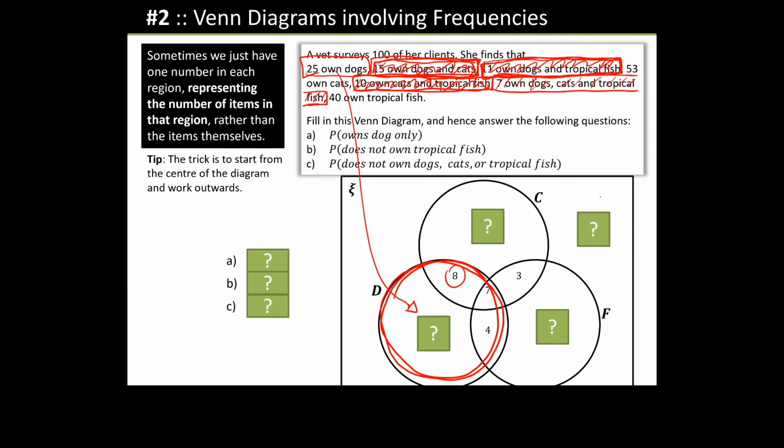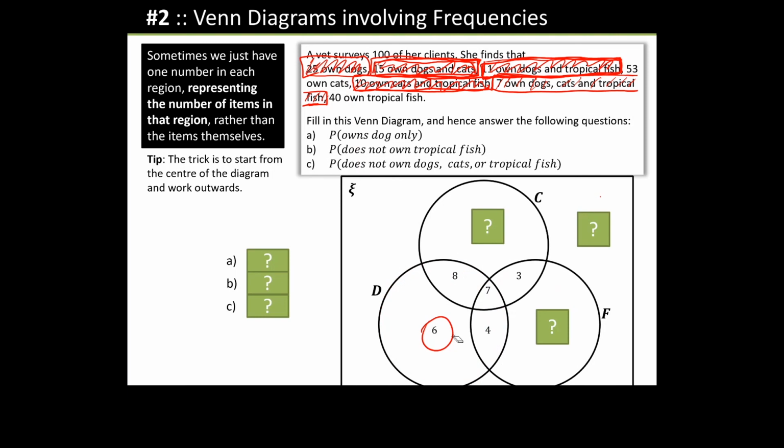So everything in here, 8, 7, 4, and this number must add up to 25. 8 add 7 is 15, add 4 is 19, so we have 6 left over to make the 25. Okay, so that whole thing adds up to 25. We can shade that. We've completed that.